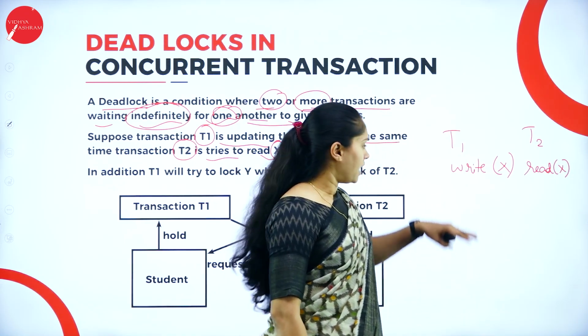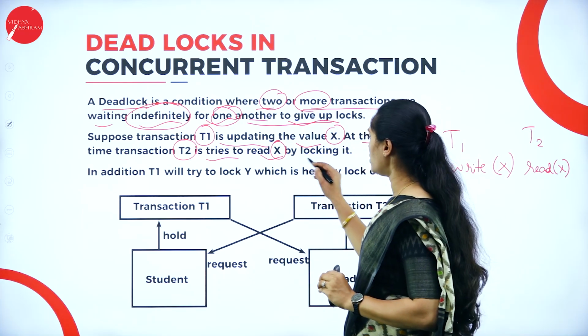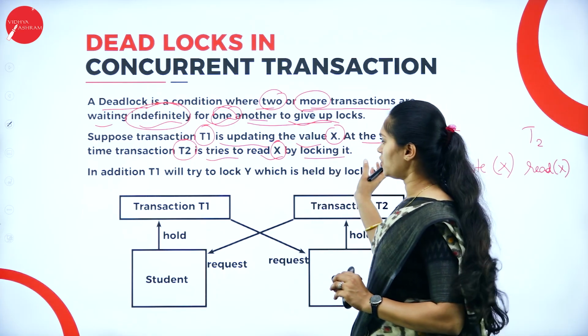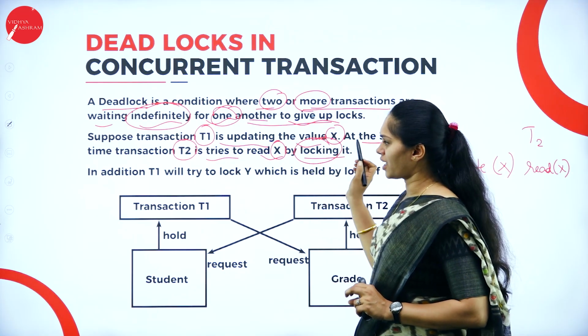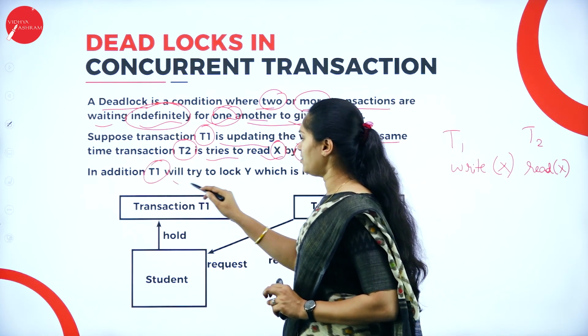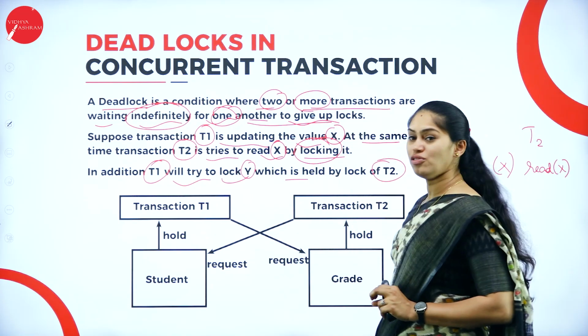At that time, it is updating and trying to read that data item. So, in order to read, it first needs to lock it, so it is also trying to lock it. In addition, T1 will try to lock Y, which is held by the lock of T2.